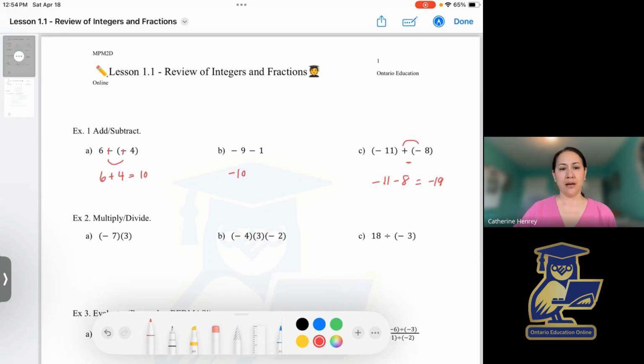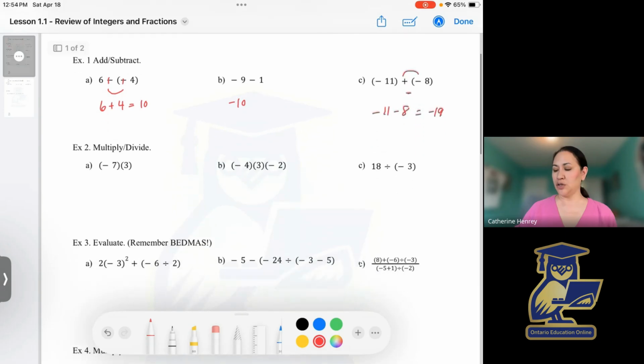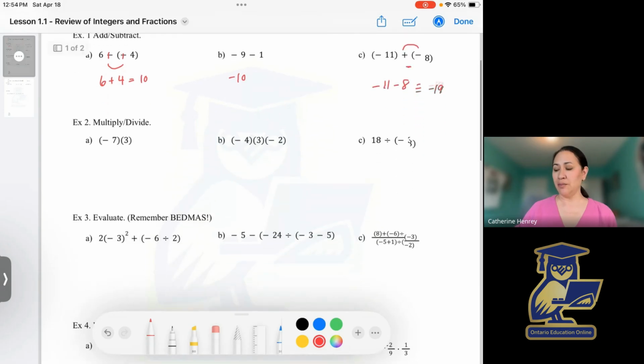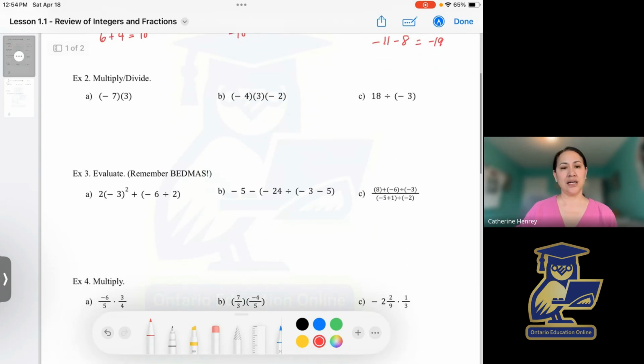Okay? Multiplying and dividing integers, we want to make sure that if we have an odd number of negative signs, then our answer is going to be negative. But if we have an even number of negative signs, our answer is going to be positive. So in our first example, we have one negative. We have negative 7 times 3. My answer is going to be negative, and it'll be 21.